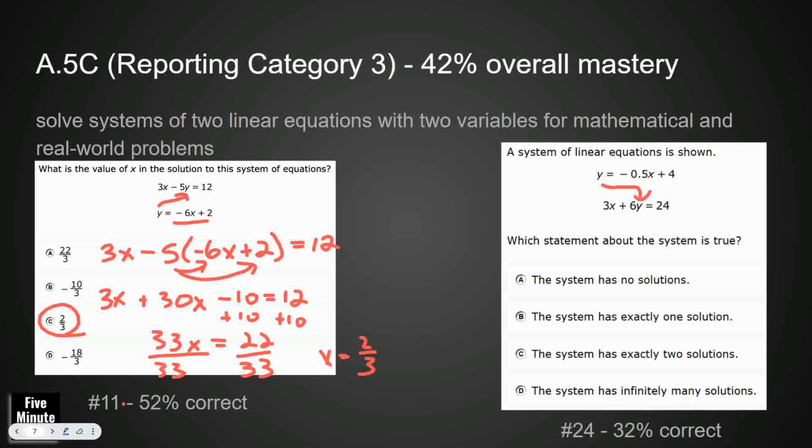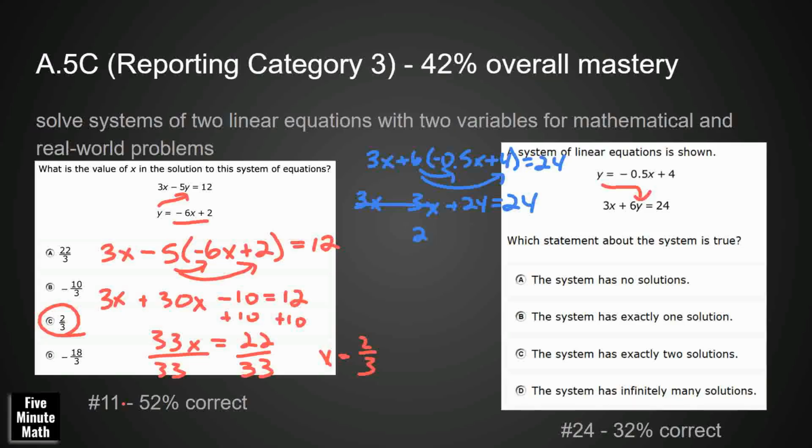Let's use substitution. So I'm going to use 3x plus 6. Then I'm going to get my negative 0.5x plus 4 equals 24. All right, distribute. So 3x plus 6 times negative 0.5. So it's going to be a minus, half of 6 is 3. So 3x plus 6 plus 4, 24. Now look what I end up with. 3x minus 3x goes away. I end up with 24 minus 24.